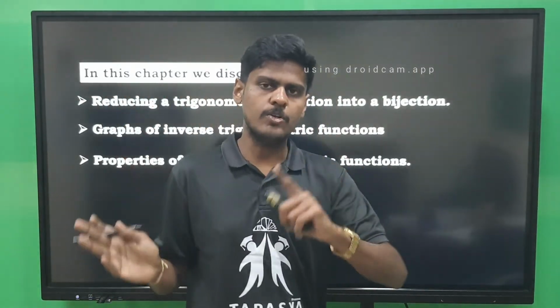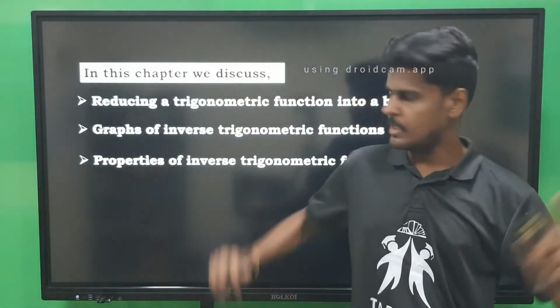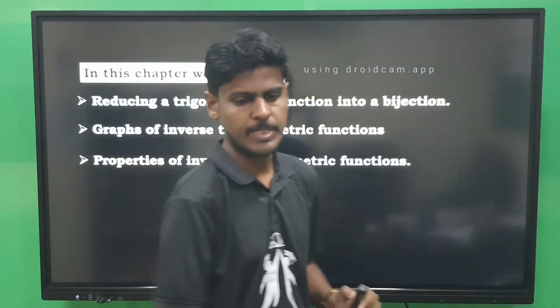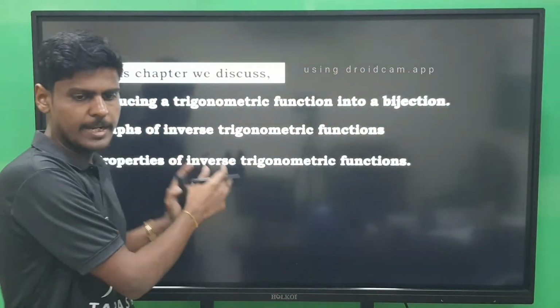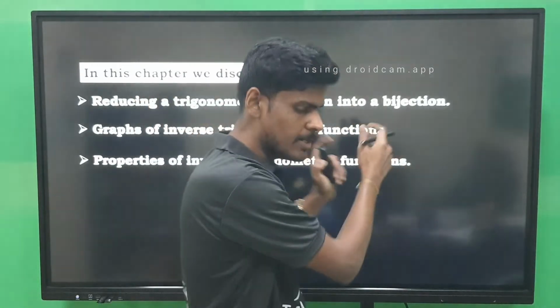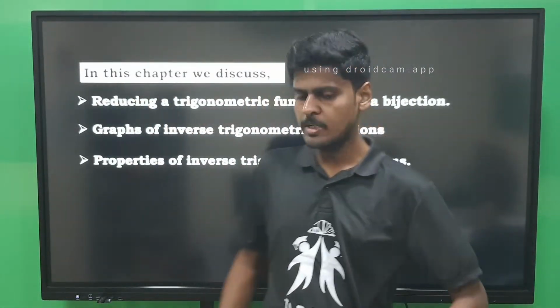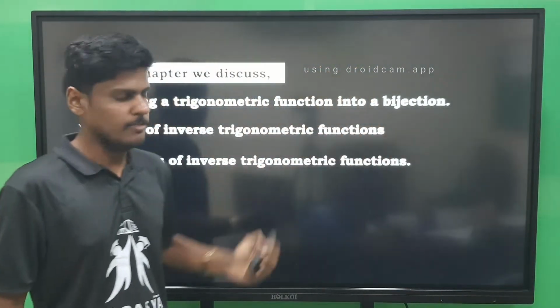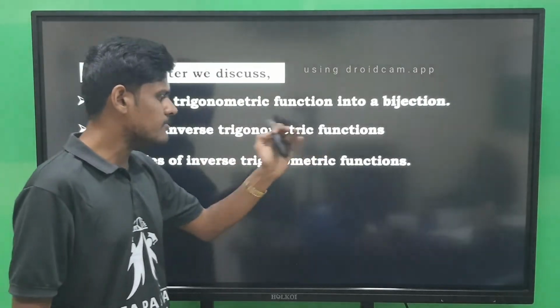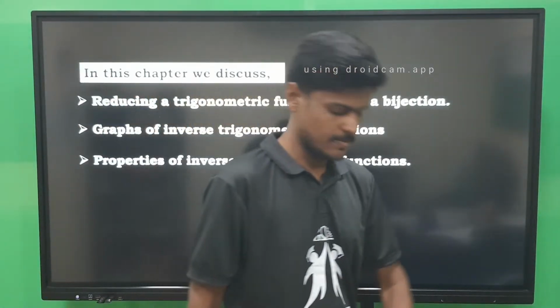We already know how to draw the graph of inverse functions. I have discussed this in the previous chapter. Now we will see how to draw the inverse for trigonometric functions in this chapter. How to draw the graph of inverse of trigonometric functions. Next, properties of some inverse trigonometric functions.